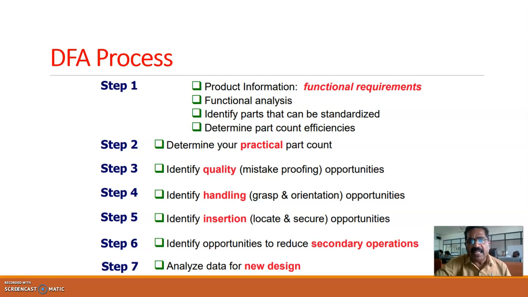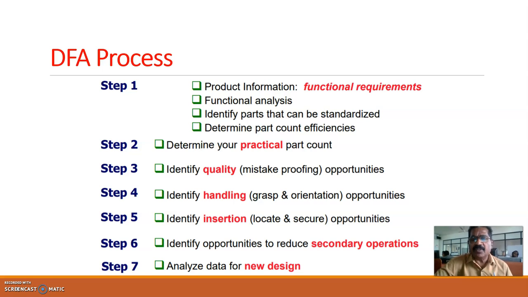Identify handling, grasping, and orientation opportunities, and insertion, locating, and securing opportunities. Also identify and reduce the secondary operations. For secondary operations, check whether any machining is going to be required. If machining is required, then is there some deburring operation or chamfering operation, etc.? Let us concentrate on such things and then remove them.